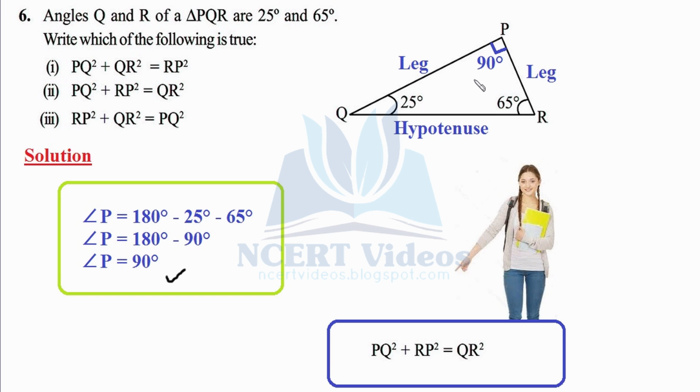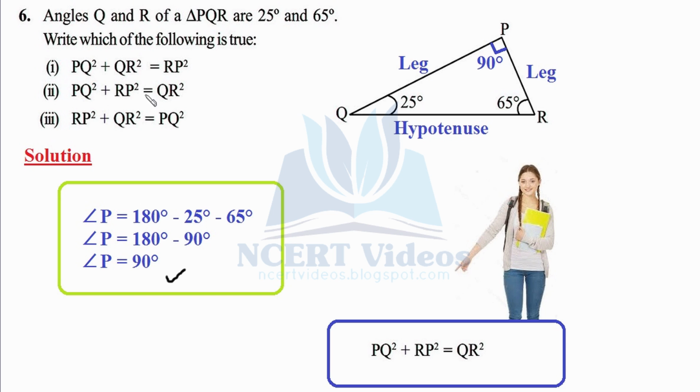Now we can easily figure out which is your hypotenuse. Opposite to this right angle is your hypotenuse and others are legs. This is a leg as well. Now we have to check which of these three statements hold true. Well, we don't see them first. We just deduce the property that follows this figure. That is hypotenuse square, that is QR square, will be equal to QP square plus PR square. So QP square or PR square, it doesn't matter if you write Q first or P first, both mean the same thing. Now you match it here.